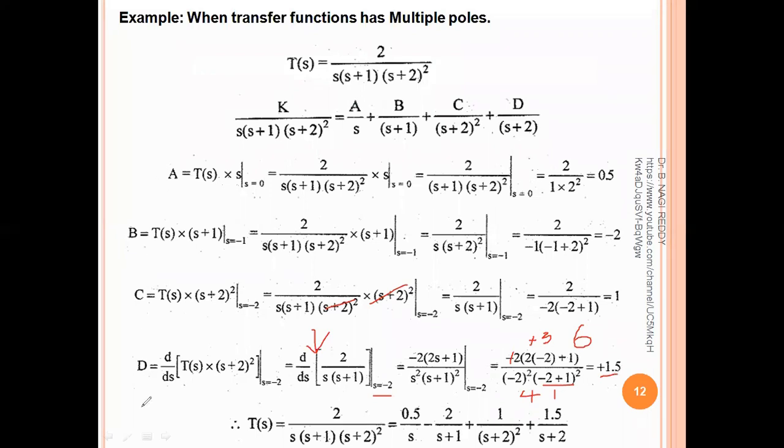Okay. Now substitute A, B, C, and D values here to get the final expression. So A is 0.5, so 0.5 by S. B is -2, so minus 2 by S plus 1, you can see here. And C is 1, so that means 1 by S plus 2 whole square. And D is 1.5, so that means 1.5 by S plus 2. So this is our final expression after doing the partial fractions for this type of transfer function, where the poles are multiple poles, which means we have repeated poles, which is our second case.